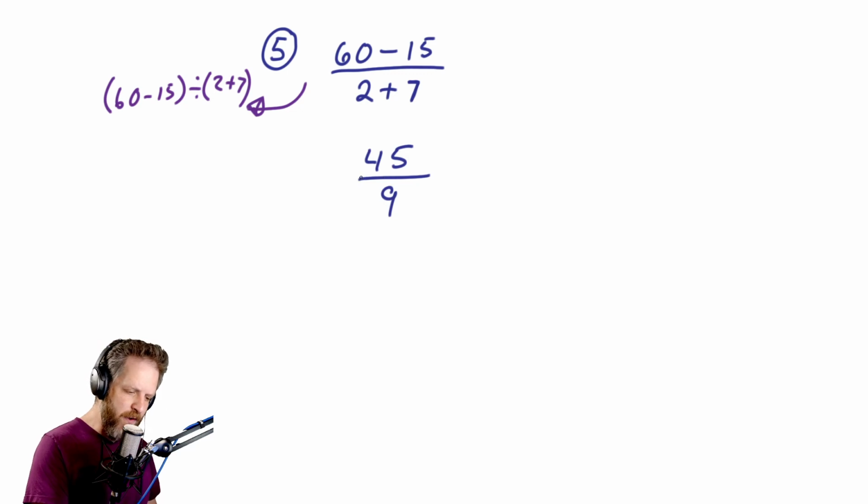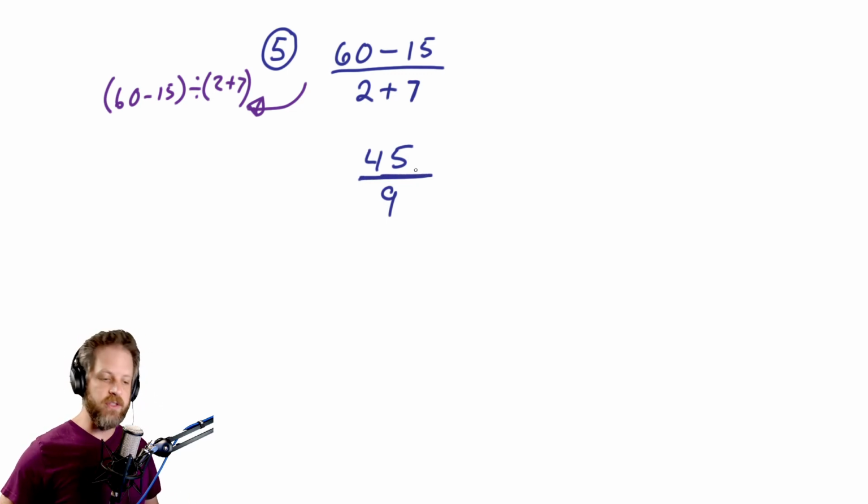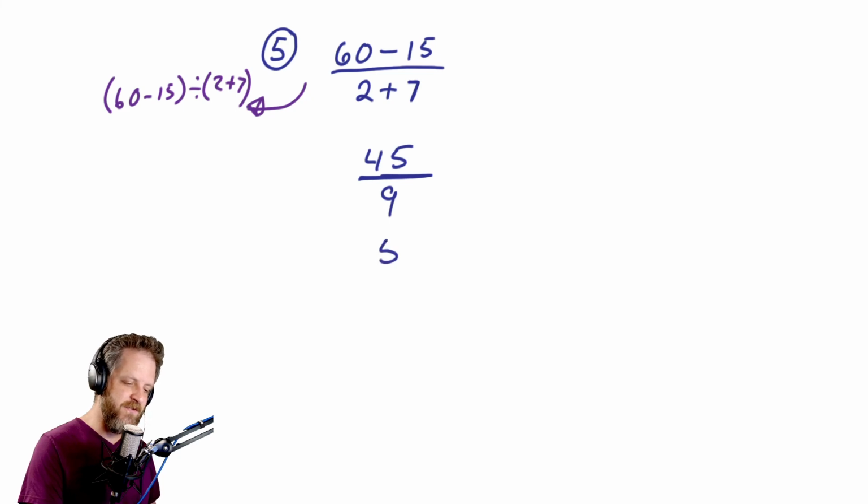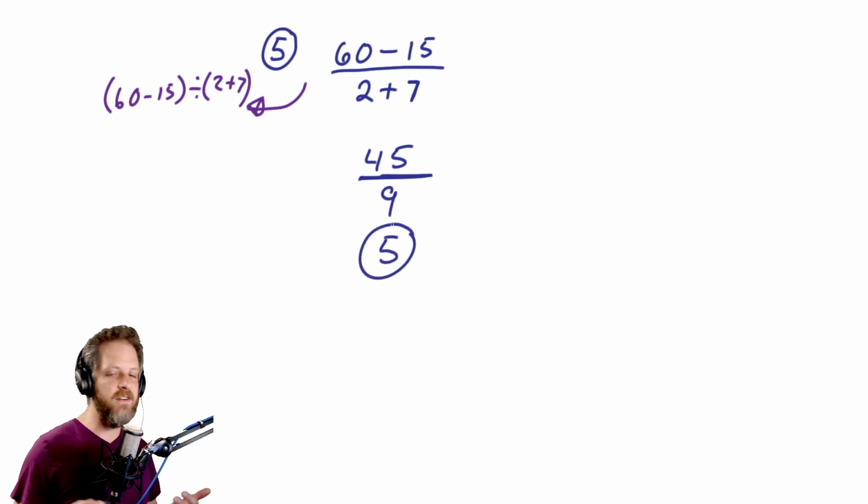So a fraction here is the same as division. Right? So this is actually 45 divided by 9. Now, if you know your 9s, that's easy peasy. Memorize your multiplication facts. 45 divided by 9 is 5. So that's the end of that problem.